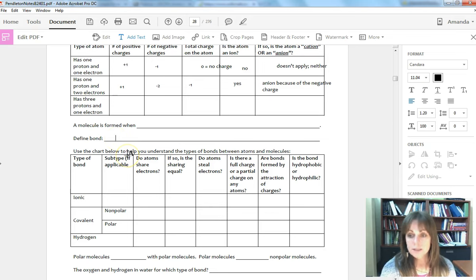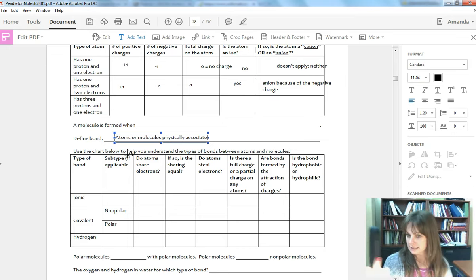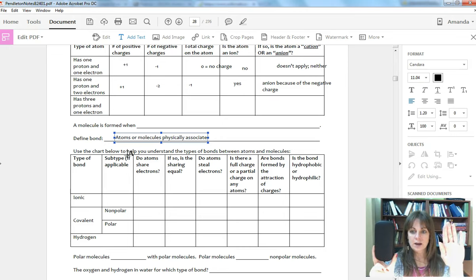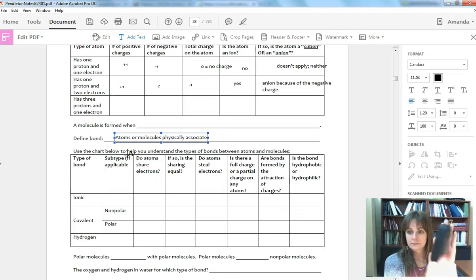A bond is when atoms or molecules physically associate. For example, these are my reading glasses, or the case that has my reading glasses inside of it. And here is my hand, my left hand. Right now, my left hand and my glasses case are not physically associated. They are not bonded. Now, watch them bond. Now they're physically associated. They have formed a bond.